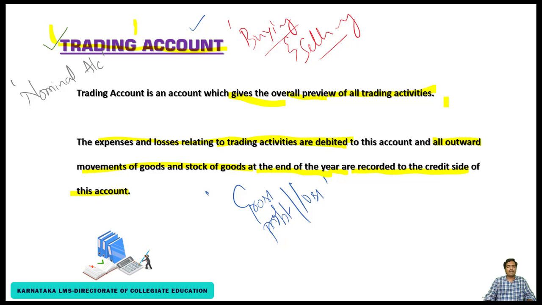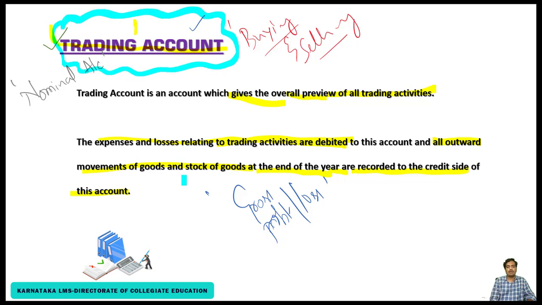So by having these transactions we are going to judge the trading results. The trading result will be disclosed in the trading account by having all these transactions.